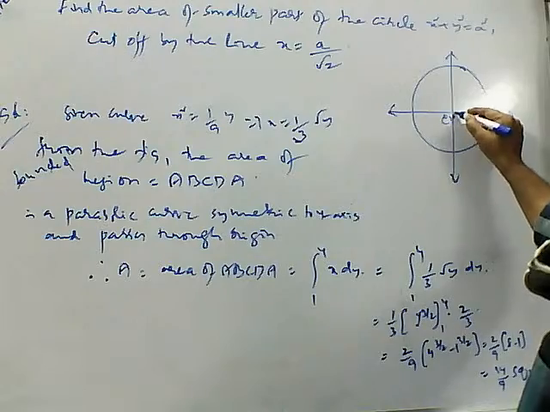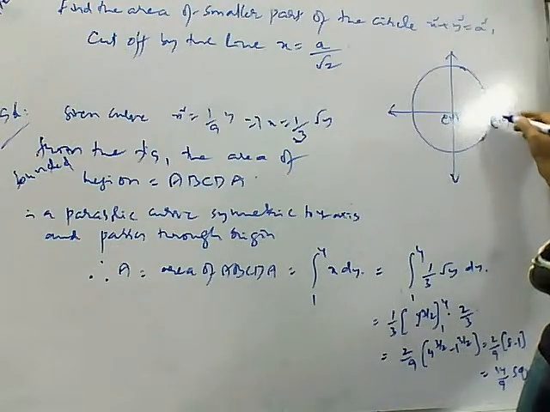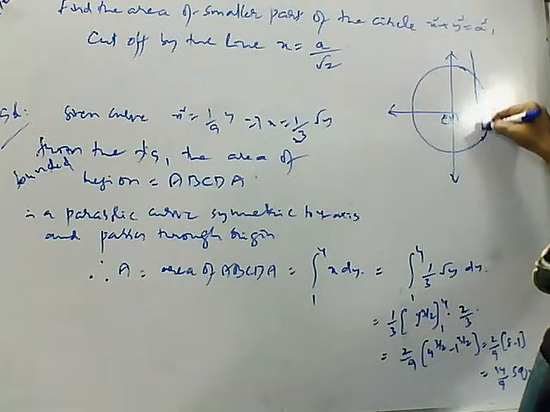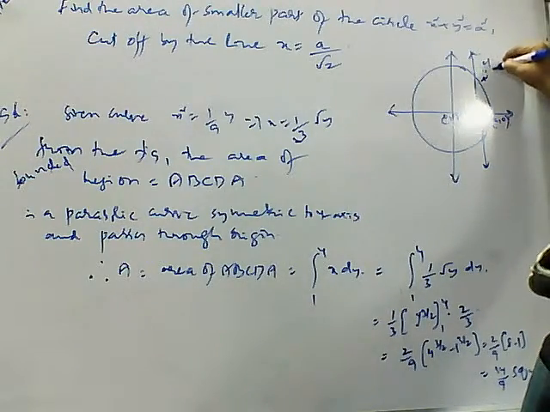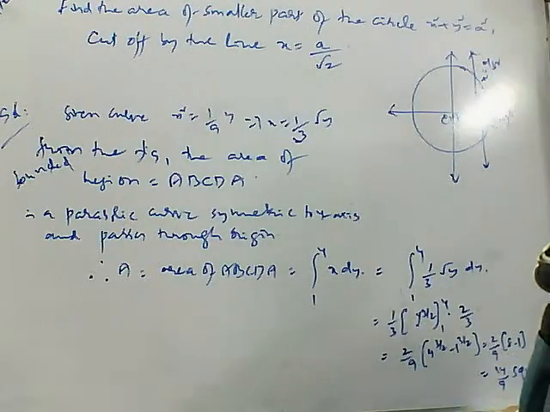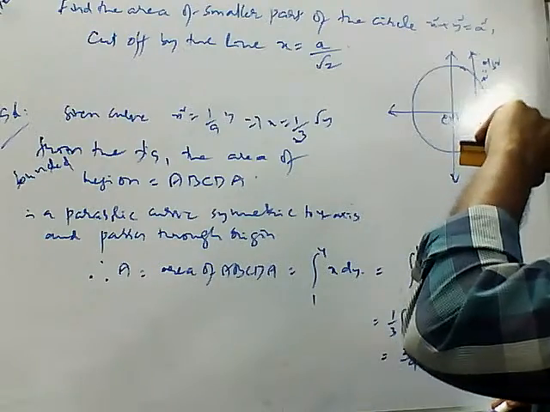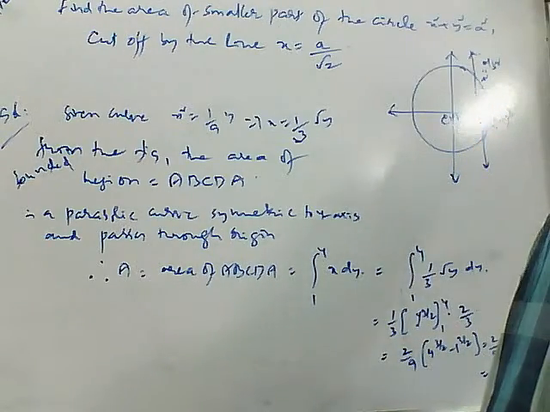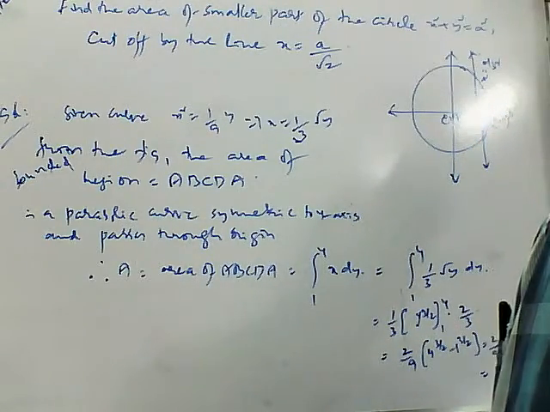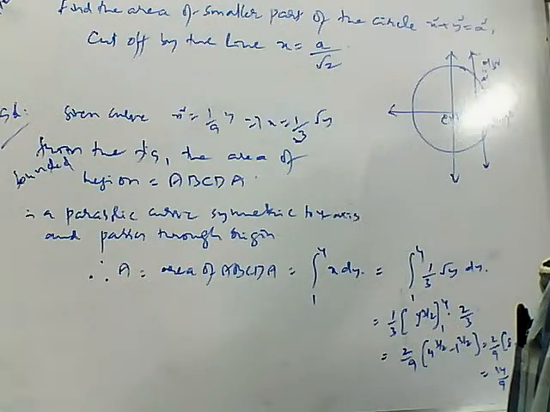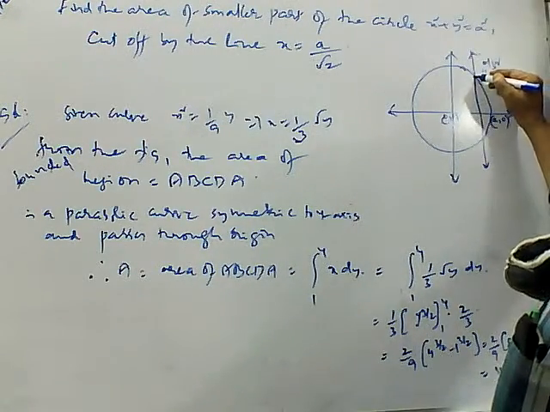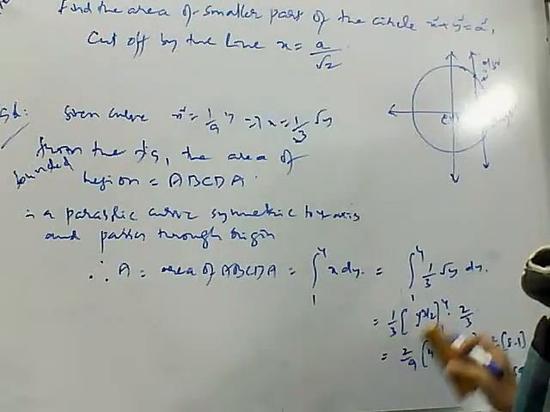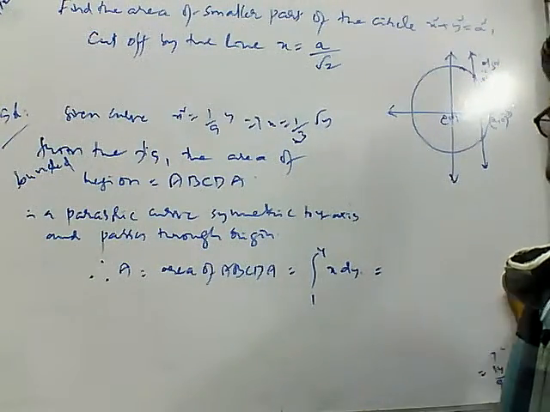So the points are (0, 0) and (a, 0), because this is the radius. Now this is the line x is equal to a by root 2, because it is parallel to the axis. Now this is the intersection point of the line and the curve. Okay, so we'll see this part.